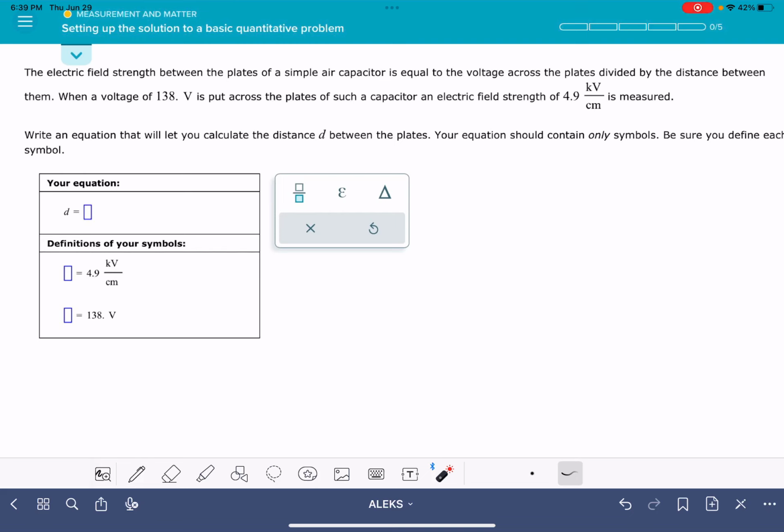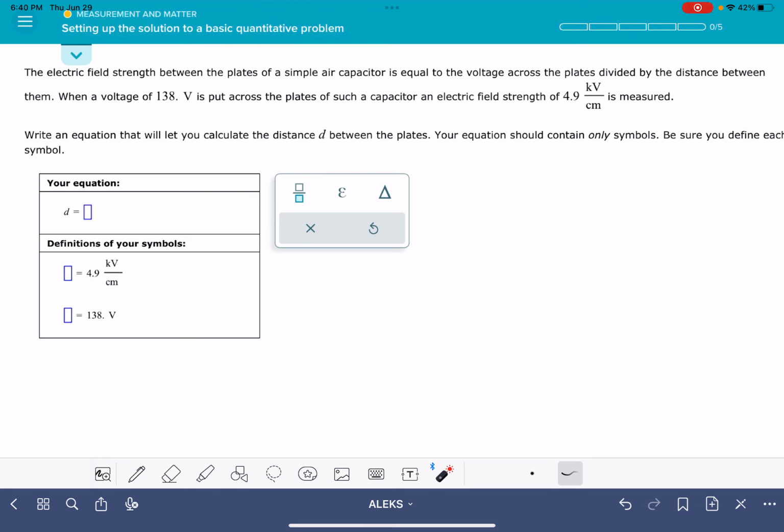In this video, I'll give you some tips for solving the ALEKS problem called setting up the solution to a basic quantitative problem. This problem is going to describe with words some sort of mathematical relationship between a few variables, and it wants you to come up with an equation related to this mathematical relationship and to define the symbols that you use in your equation.